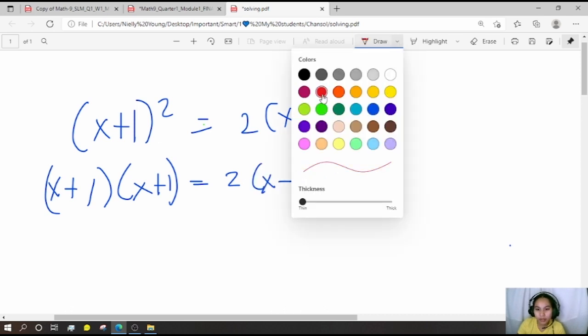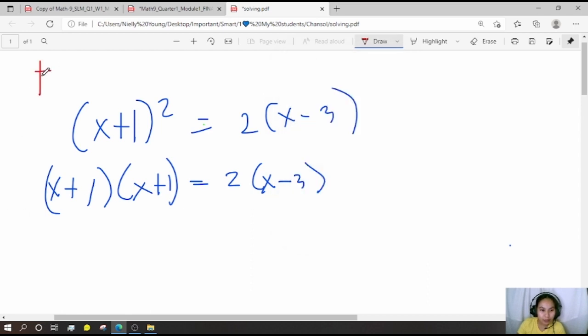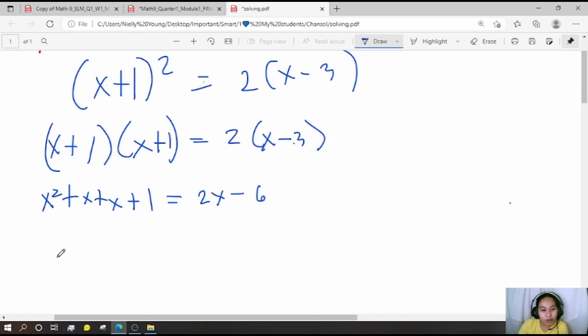Apply mo po yung FOIL method sa x plus 1 times x plus 1. So, first is x times x, x squared. Then outer x times 1, that is plus x. Inner 1 times x, plus x. Then last 1 times 1, plus 1. Equals 2 times x, 2x, 2 times negative 3, negative 6. Okay, add mo po yung common terms, x squared plus x plus x is 2x, plus 1.